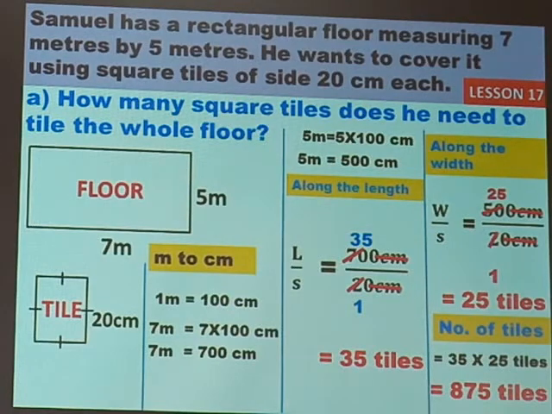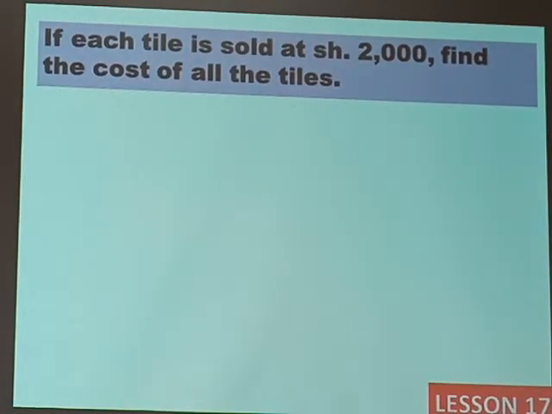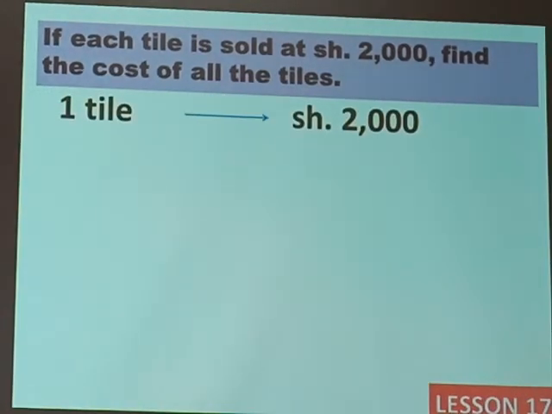Okay? Let's look at part B. This was question A. We look at the last question now. It said, if each tile is sold at 2,000 shillings, find the cost of all the tiles. I'm just assuming that this person bought each tile at 2,000 shillings, so the cost of one tile is 2,000 shillings.